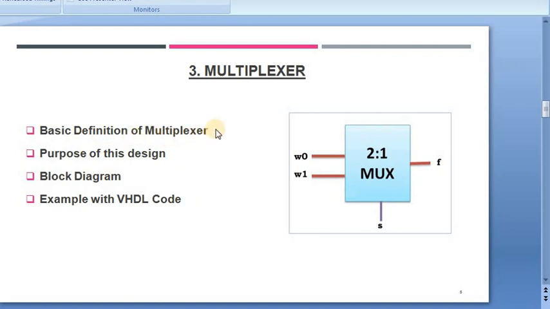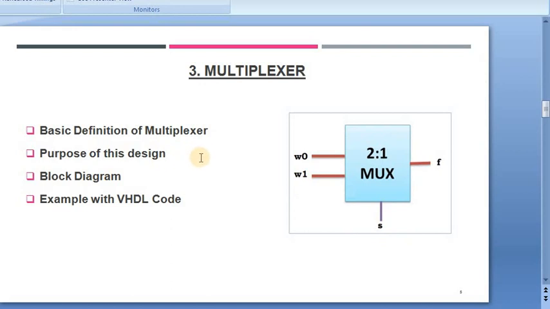The definition says that a multiplexer is a data selector. This means it has multiple inputs, out of which only one is selected at a time. How is it selected? It is selected according to the logic of select lines. Now what is the purpose of this design?